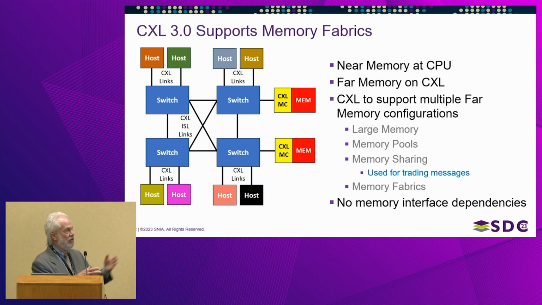So near memory at the CPU, far memory on CXL. And CXL can support all kinds of memory applications. Large memories for doing this disaggregation of memory. Can do memory pools, memory sharing for trading messages, and memory fabrics.